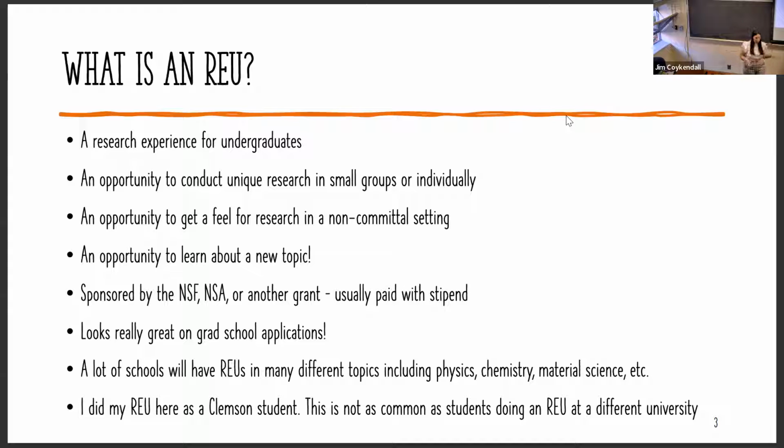And then a lot of schools will have REUs in different topics. So I did a math one. They also do chemistry, physics, material sciences, and things like that. So it's not just limited to math. I know here at Clemson over the summer, we had all of these different topics. So it wasn't just us. And then my situation was not unique, but kind of unique. I did my REU here as a Clemson student. That's not necessarily the norm. A lot of people will go to other universities and do it. Every other person in the program with me was from a different university. So it's not necessarily how it has to go.